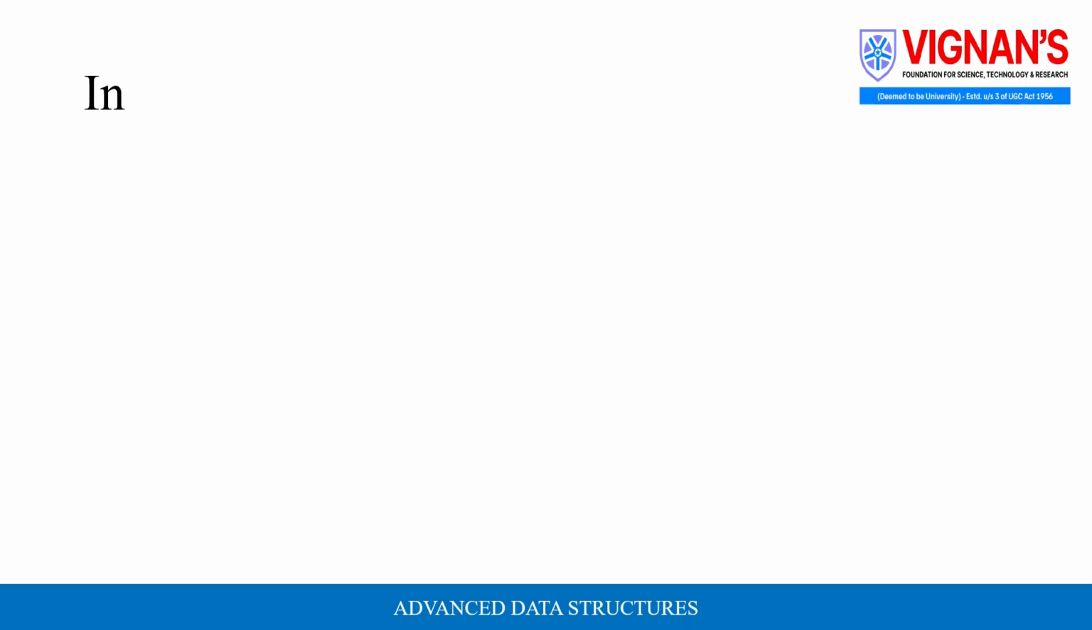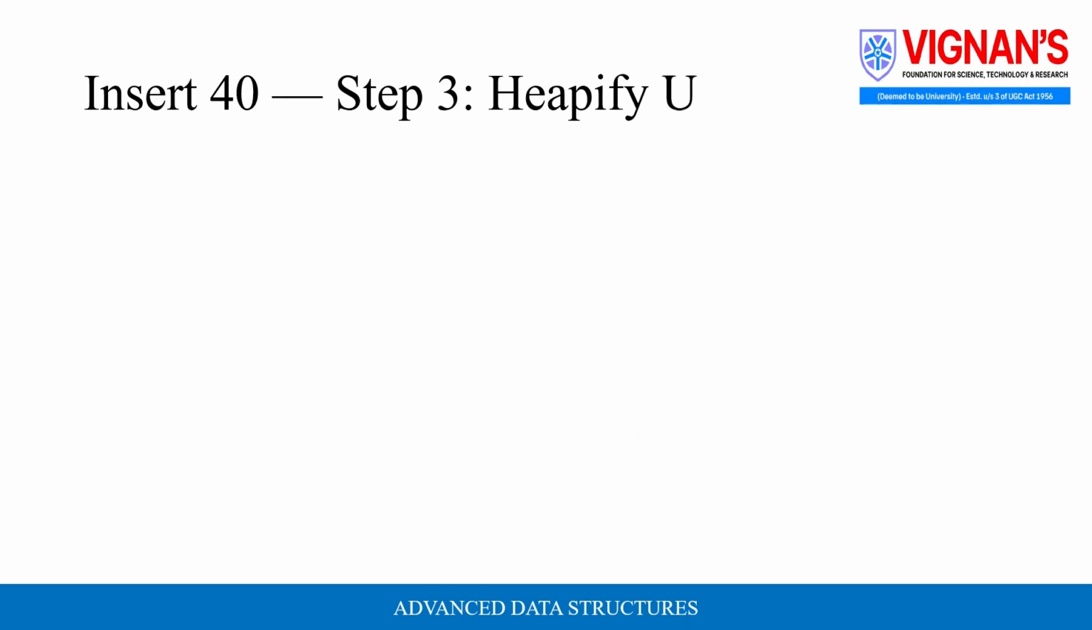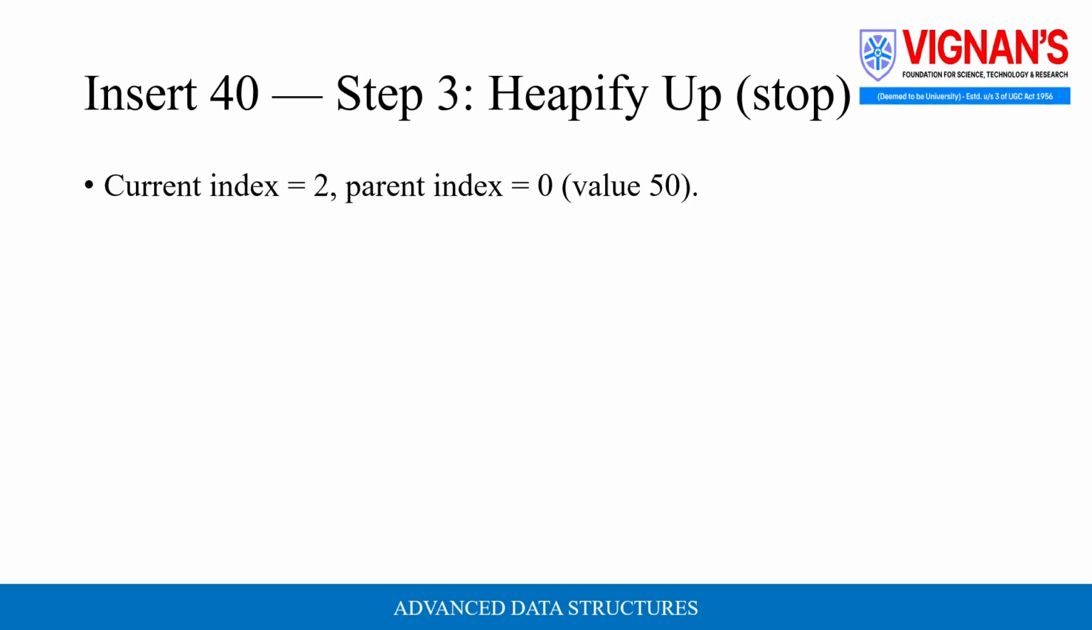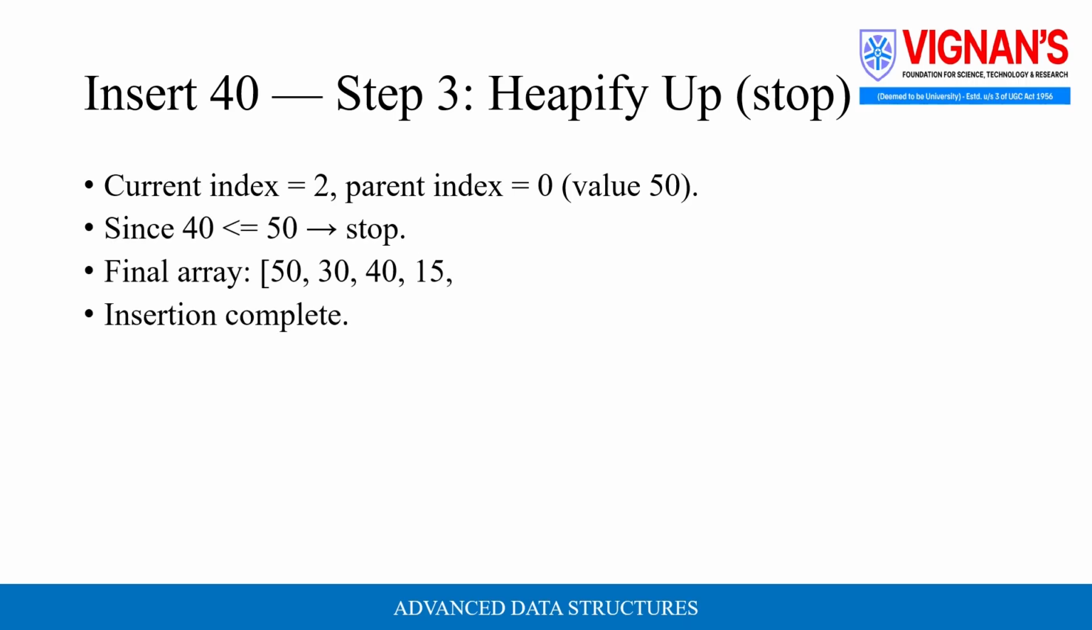Now 40 is at index 2. Parent at index 0 is 50. Since 40 is less than or equal to 50, the heap property is satisfied. Thus, insertion is complete. Final array: 50, 30, 40, 15, 10, 5, 20.